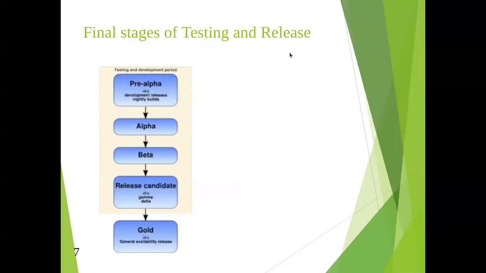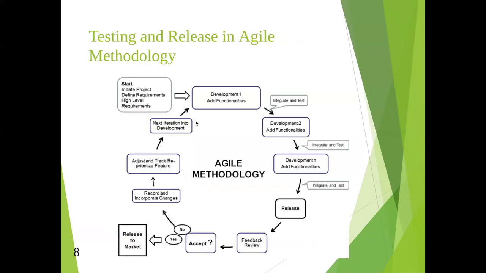The final stage is testing and releasing: pre-alpha, alpha, beta, release candidate, gold. These are the releasing stages of software. At the beginning, they release alpha, then beta, like that. This is actually the agile method.